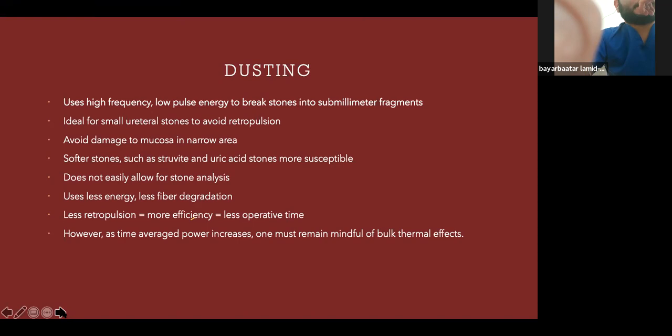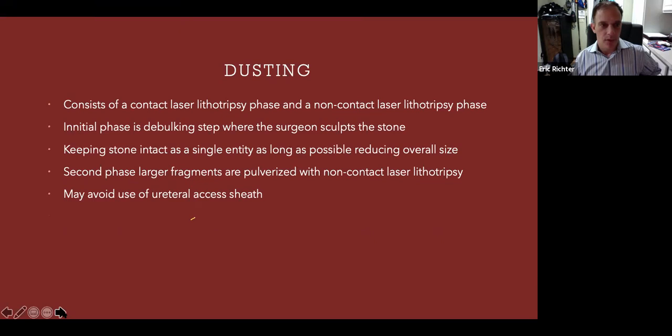Okay, next. So you basically have the two phases, the contact phase where you're painting the stone, and then a non-contact phase, that's the popcorning. The initial phase is where you're debulking the stone and you're sculpting along that direct contact. Some people refer to it as painting, brushing, and that's the debulking phase.